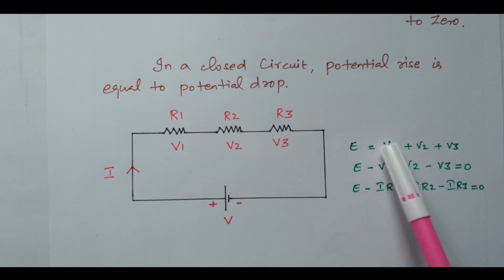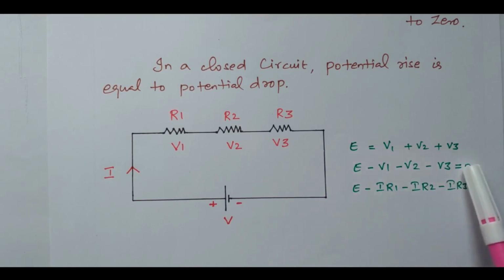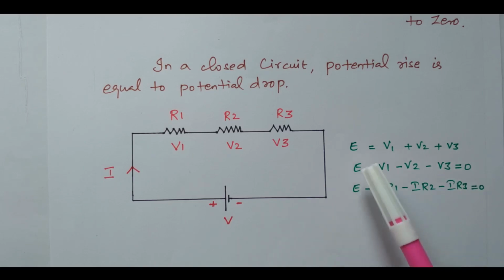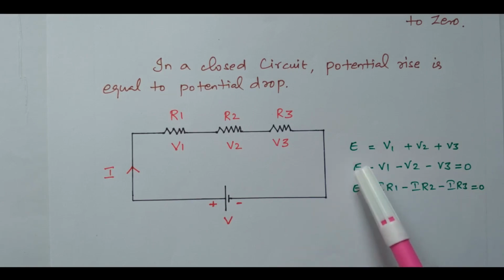Now bring V1, V2, V3 from the right-hand side to the left-hand side so that they become negative. E minus V1 minus V2 minus V3 equal to 0. What is this? In a closed loop, the total potential is equal to 0. One potential is a rise, the other potentials are drops. So while adding these, we'll get 0. So this is another statement given by Kirchhoff's voltage law: in a closed path, the total EMF is 0.